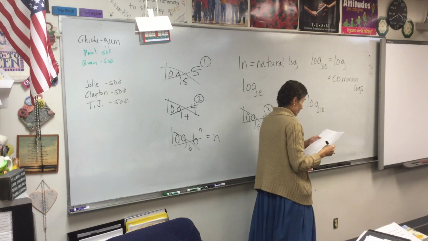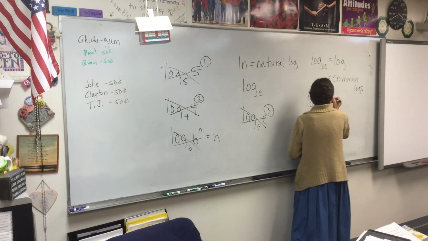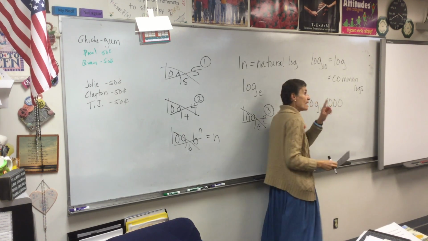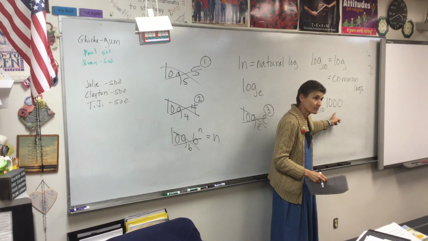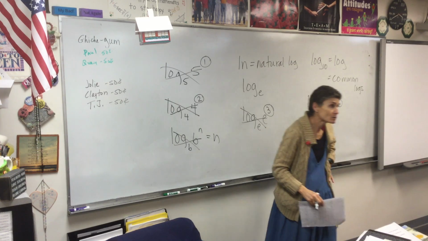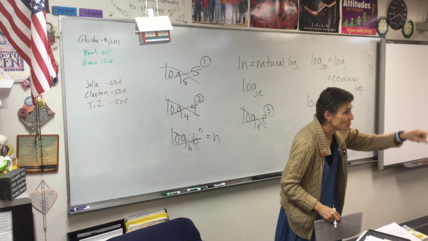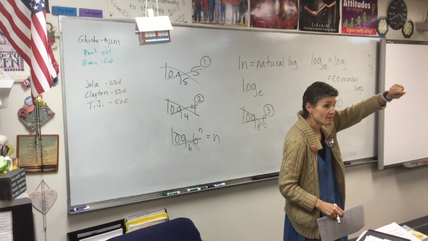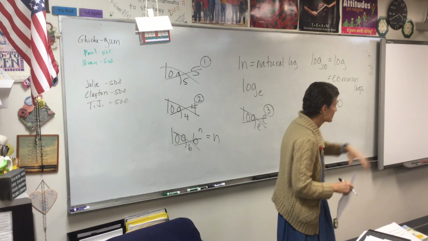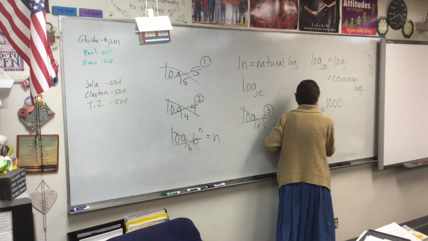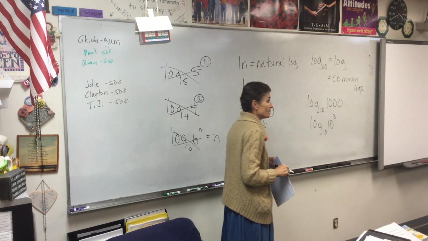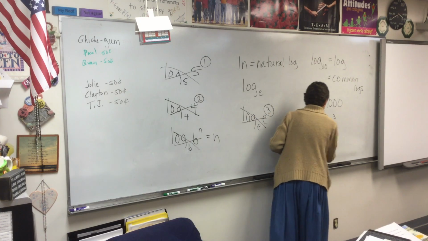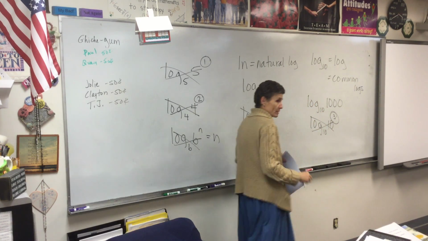So problem number 4 is the log base 10 of 1,000. Now, you cannot cancel these. They do not match. But what do you know about 1,000? 10 to the second is 100. 10 to the third. So this is the log base 10 of 10 to the third. And what's the log base 10 of 10 to the third? 3.